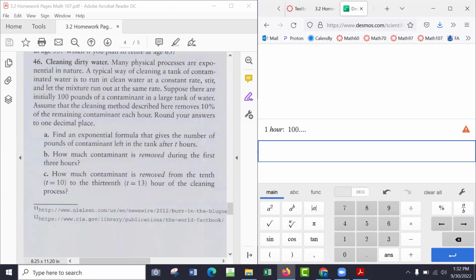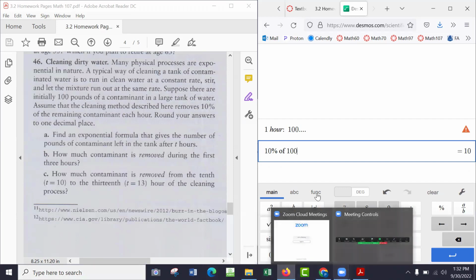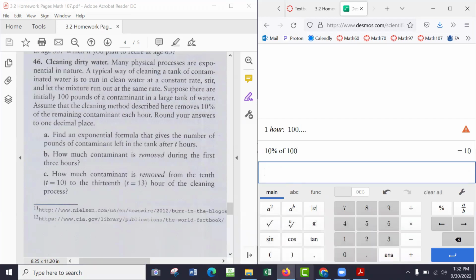So one way to do it is a clunky way. Okay, 10% of 100 gives us 10 pounds. So we're going to remove 10 pounds after that first hour. So we can go 100 minus 10. We'll have 90 pounds of contaminant remaining after 1 hour, right? So it's kind of a clunky way.